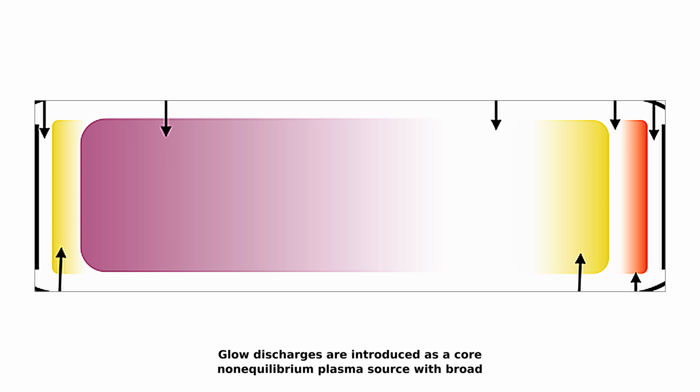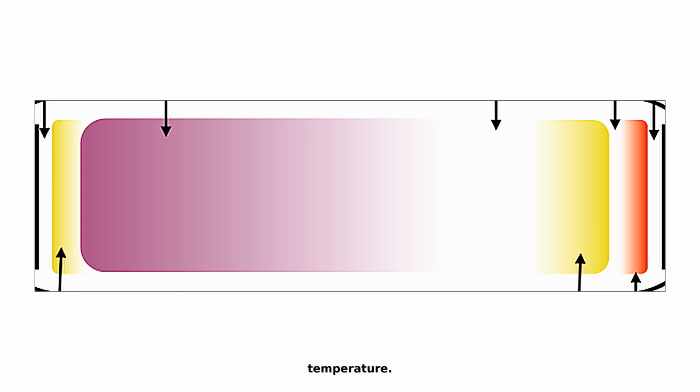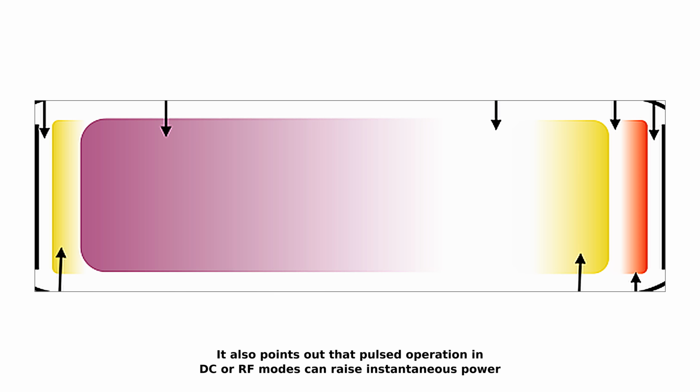Glow discharges are introduced as a core non-equilibrium plasma source with broad industrial relevance. Figure 9 presents the physical structure of a non-equilibrium discharge, often in Ar or other noble gases, and it contrasts hot electrons with a much cooler heavy particle temperature. The text notes that DC glow discharges require a conductive cathode, and that pressure, voltage, and current are interrelated. It also points out that pulsed operation in DC or RF modes can raise instantaneous power without overheating electrodes.